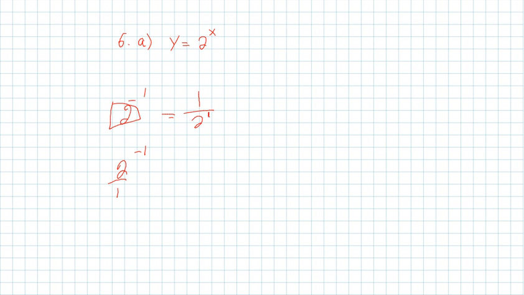Let me show you another one. So let's say you have 2 to the power of negative 3. If you write that with a positive exponent, you flip the base, so it's 1/2 to the power of 3, which is 1/8. Okay?